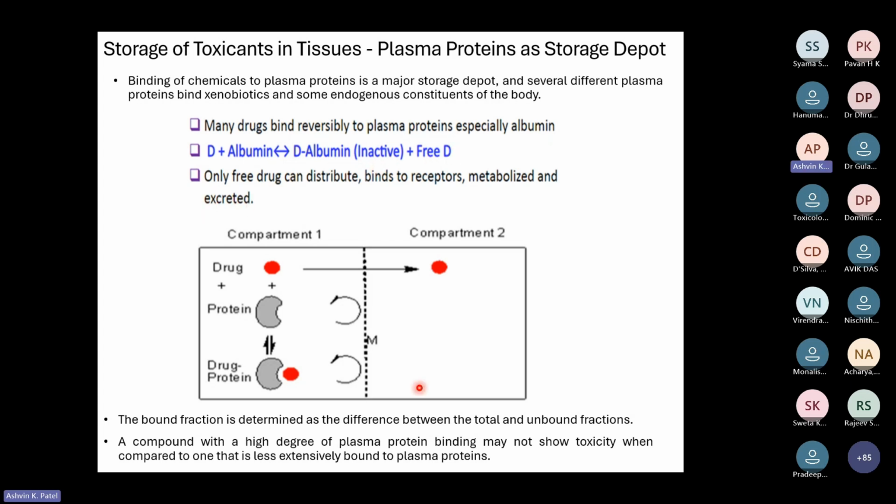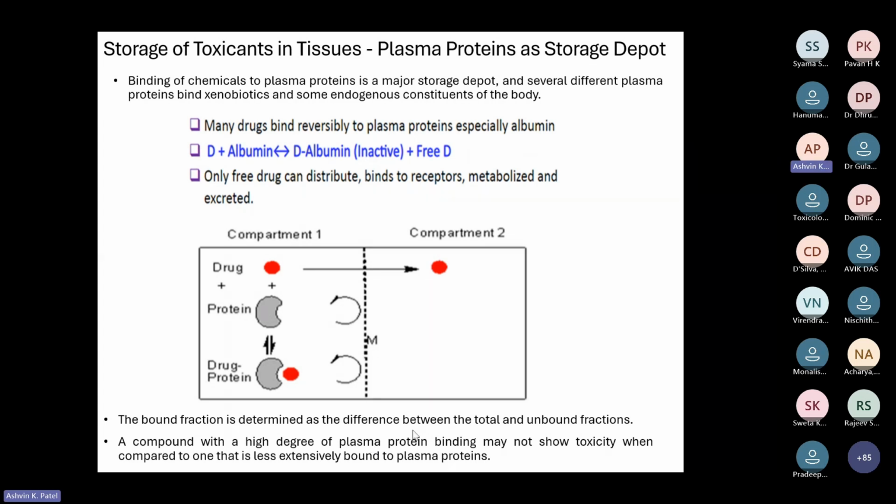Only free drug can distribute, bind to the receptor, be metabolized and excreted. In this way, in compartment 1, this is a drug molecule, this is protein, and this is a drug-protein complex. And this is a barrier, so only free drug can pass from one compartment to another compartment and produce the pharmacological or toxicological effect. The bound fraction is determined as the difference between total and unbound fractions. A compound with a high degree of plasma protein binding may not show toxicity when compared to one that binds less extensively to plasma protein.